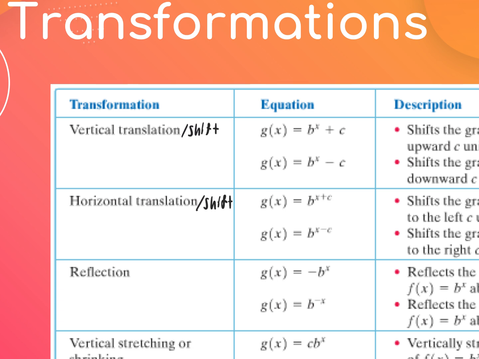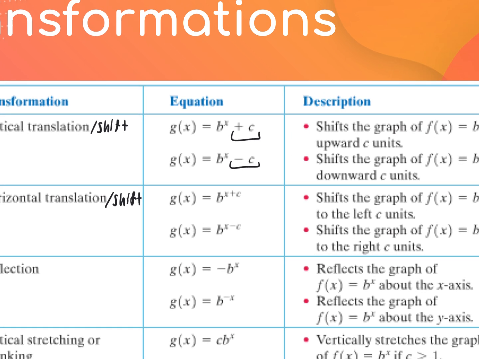Vertical shifts, you see that the constant that we're adding or subtracting is on the outside of our exponential function, right? So if you have a function and you're adding a constant, it's going to shift it upwards, right? So if I originally have an exponential function, it's just going to move it up by c units. If I have a minus c, that's going to move it down c units, right? So that's the simple up, down.